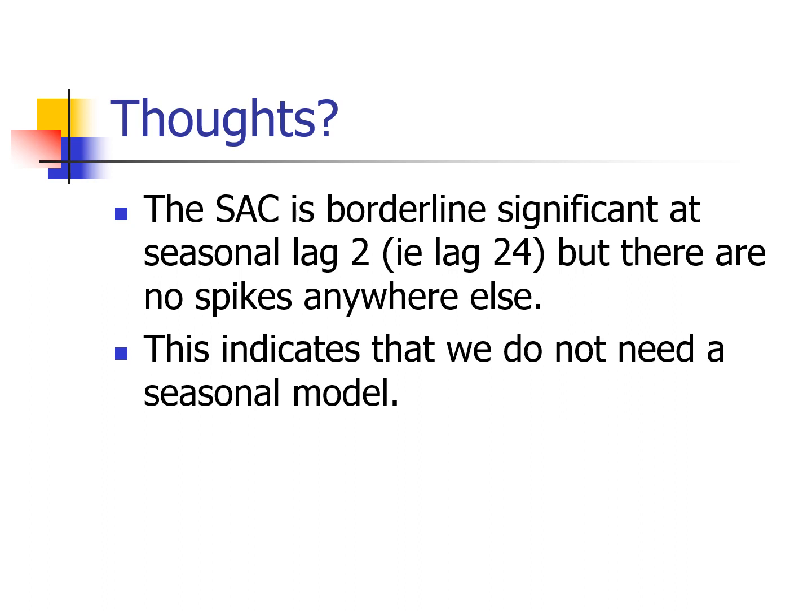Yeah, so the SAC is borderline significant at seasonal lag 2, i.e. lag 24, but there's no spikes anywhere else, and so that indicates to me that we're not going to need a seasonal ARIMA model.